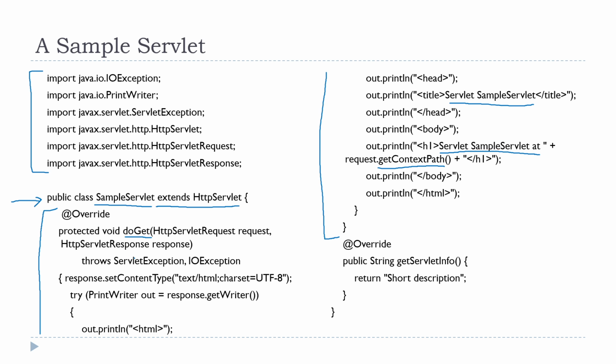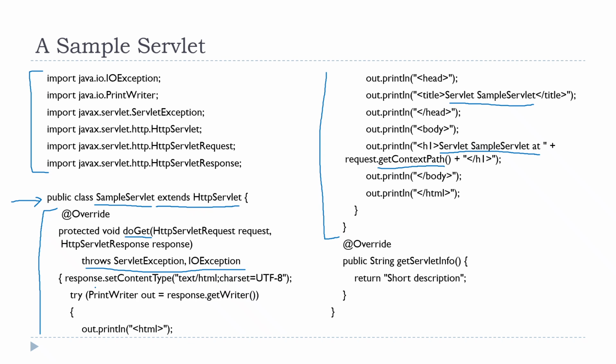In this doGet method, which is the service method, there are two arguments. One argument is the HTTP servlet request and the other is the HTTP servlet response. As we had seen in the life cycle of servlet, in step 5, request and response objects are created by the server, and those are passed to the service method. This is that service method, and the doGet method throws servlet exception and IO exception.